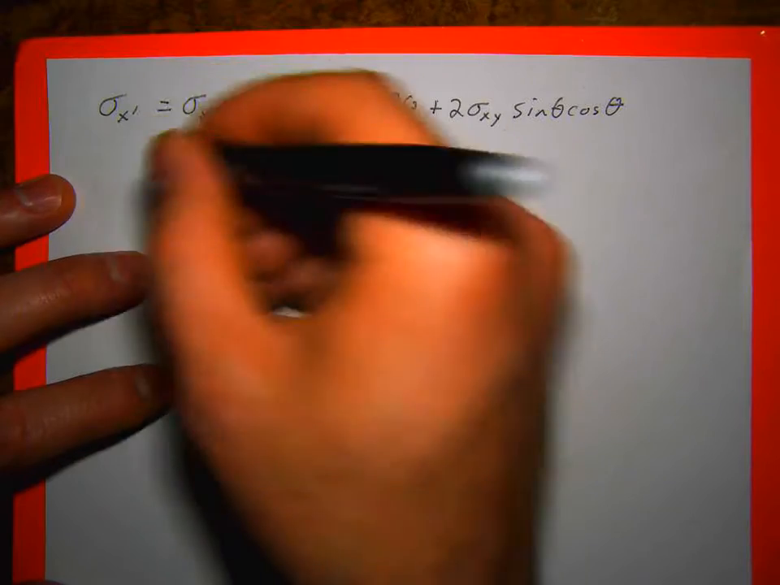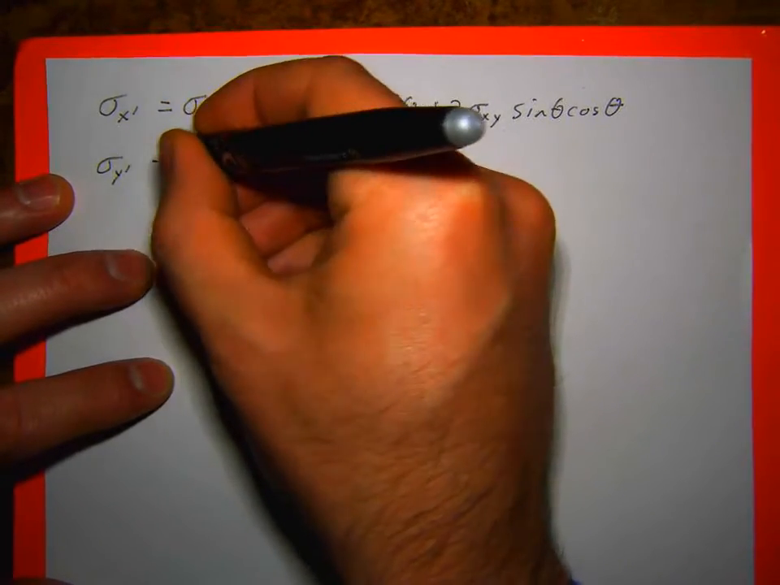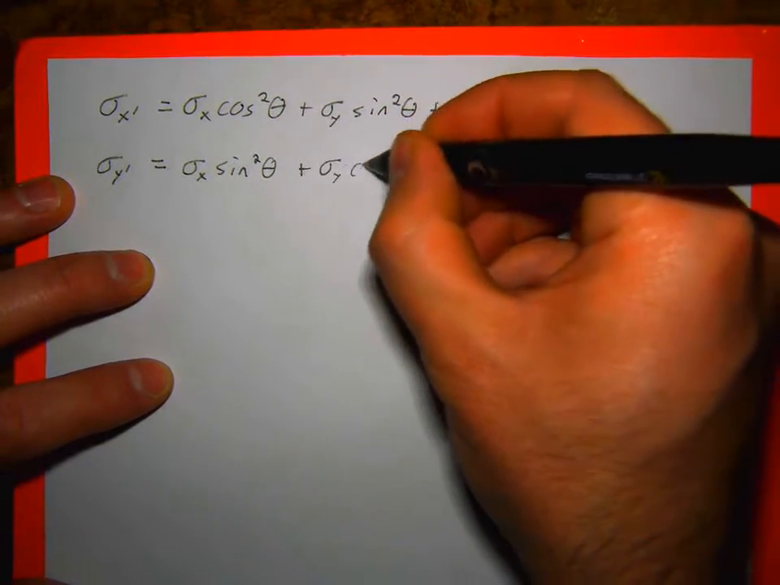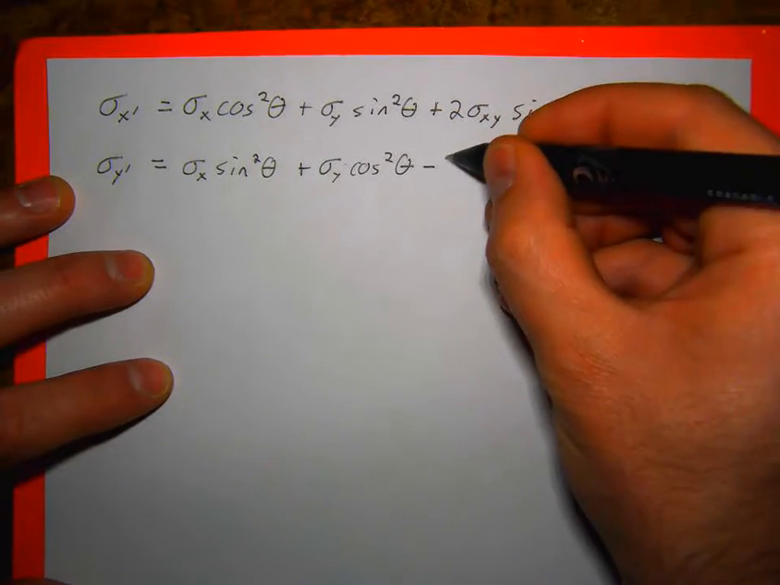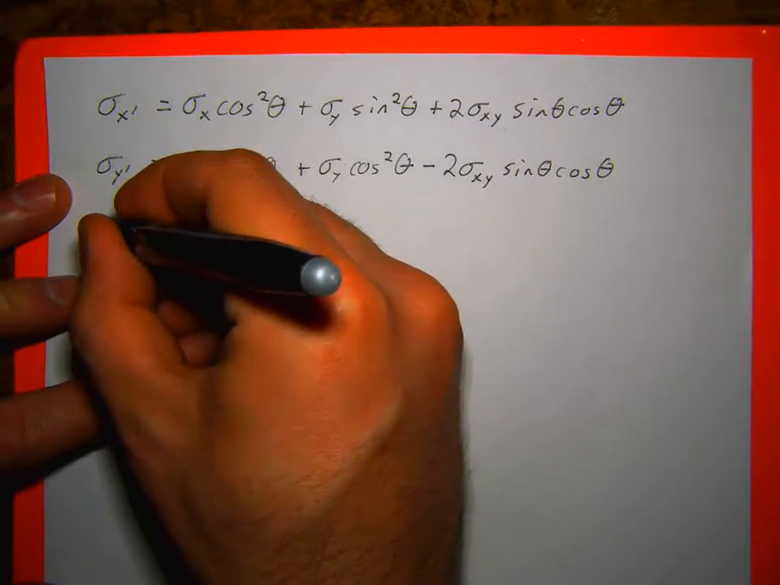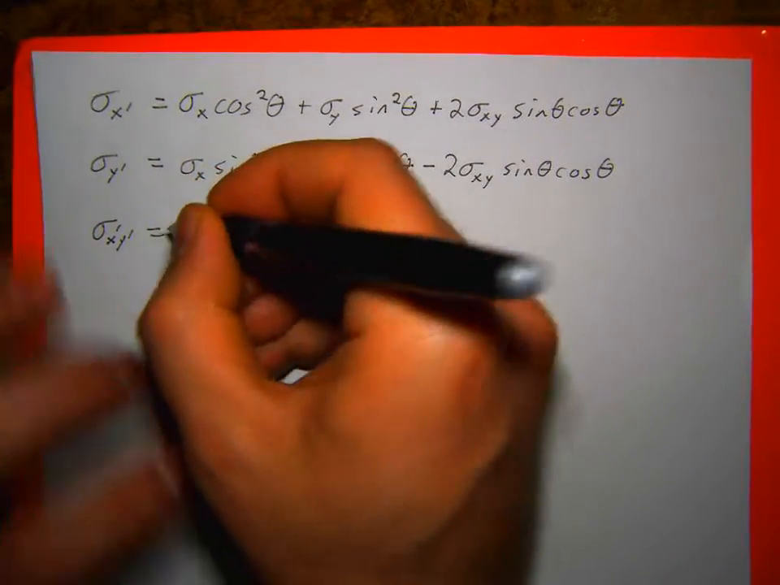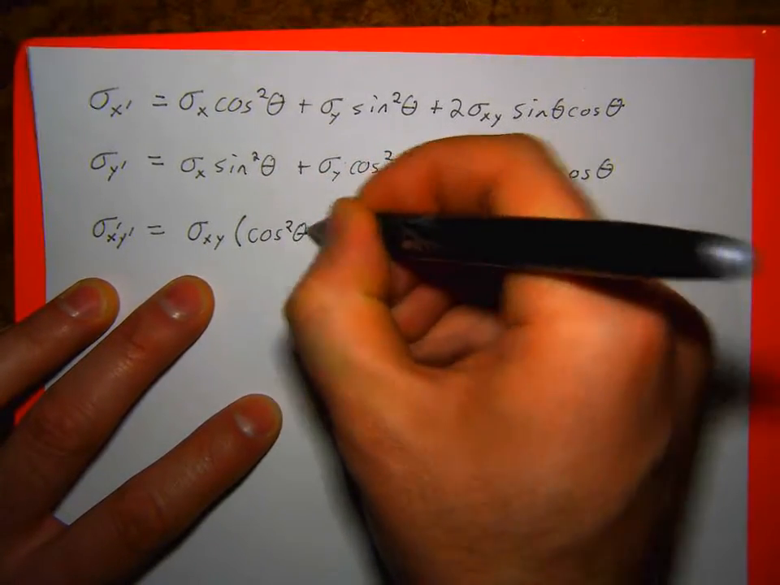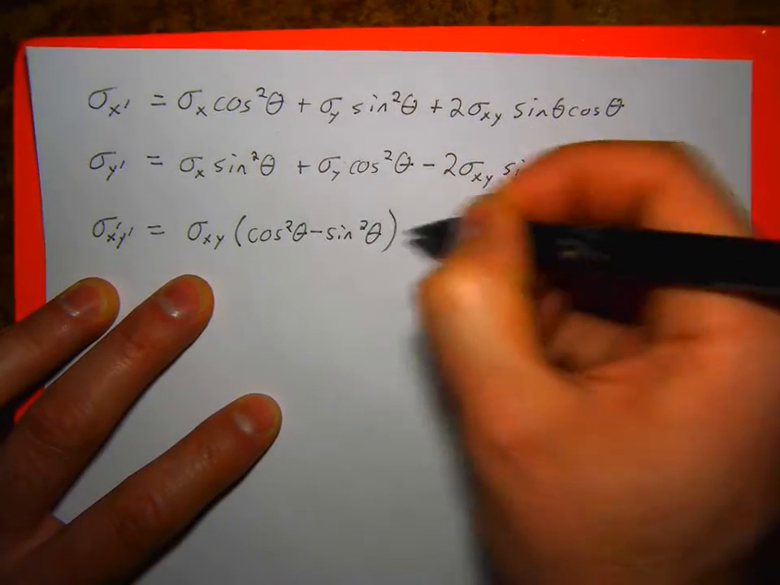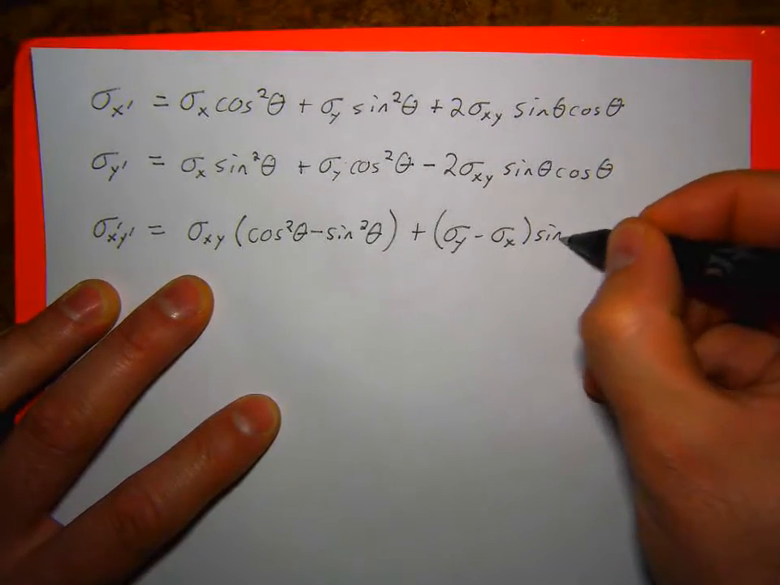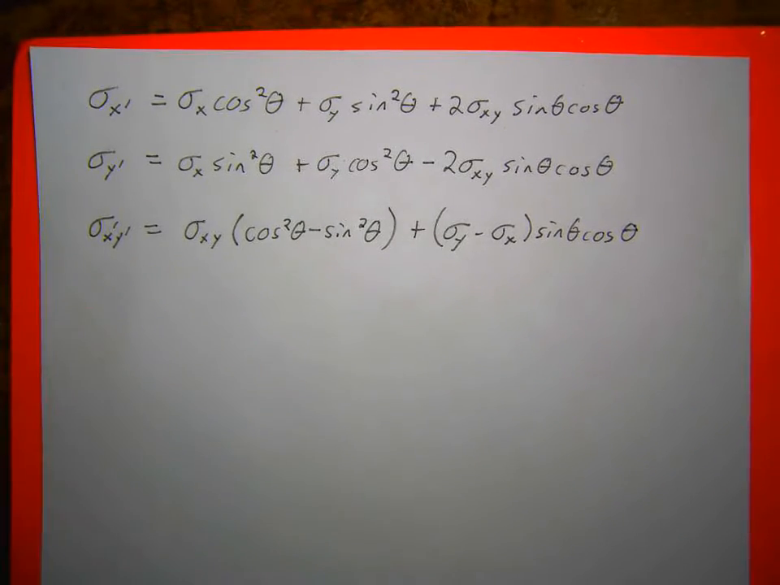My stress in the y direction: sigma x sine squared of theta, sigma y cosine squared of theta, minus 2 sigma xy sine cosine. And sigma xy is now sigma xy times (cos squared theta minus sine squared theta) plus sigma y minus sigma x sine cos. Cool. So we have these big, long stress transformation equations.